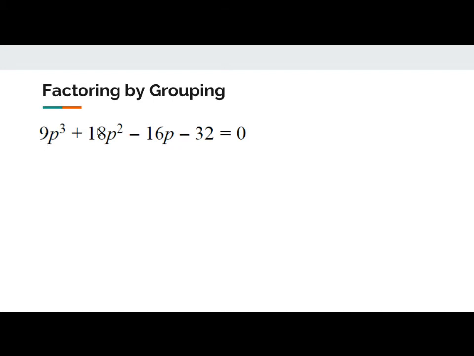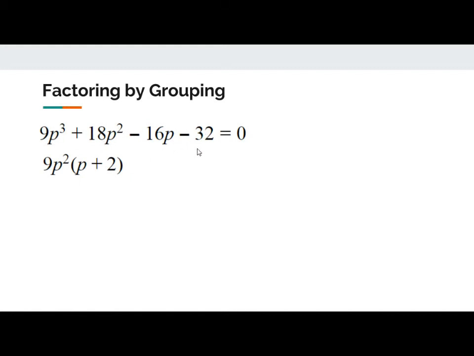I can factor a 9 out of both of them. I can divide them both by 9. And it looks like I can factor p squared out of both of these. So if I factor out a p squared and a 9 from both of those terms, I'm left with this. You can check that by distributing back through. 9p squared times p is 9p cubed. 9p squared times 2 is 18p squared. Okay, so I factored the first two.